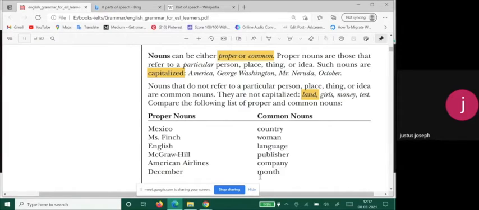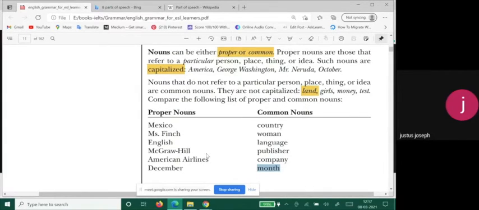Now, if you have to write month, which is also a noun, which is a common noun, but December, which is the name of a month, is a proper noun. So you write December with a capital D. Okay, this is something that you know since childhood. So can I move on?